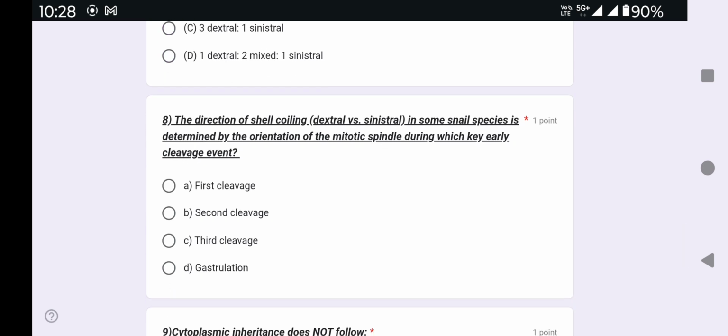Next is, the direction of shell coiling, dextral versus sinistral, in some snail species is determined by the orientation of the mitotic spindle during which early cleavage event? The options are first cleavage, second cleavage, third cleavage, and gastrulation. The correct answer is first cleavage.